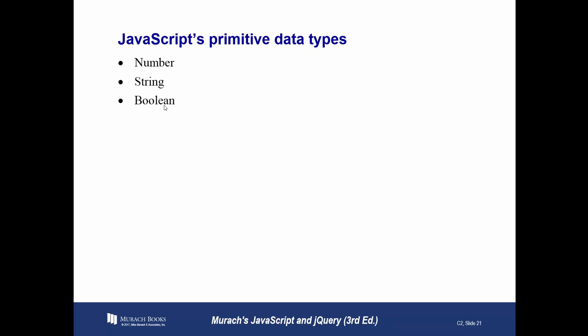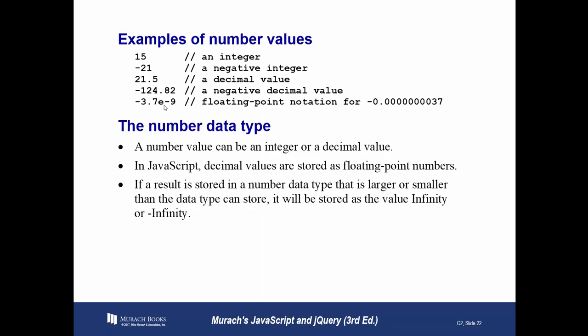JavaScript supports three primitive data types. Number, which can but does not have to hold a decimal place. String, which is in either double quotes or single quotes. And a Boolean, which is true or false. So there are number types. When a number is a whole number, it's known as an integer or an int type. When a number has a decimal place in it, it's known as a floating point type.